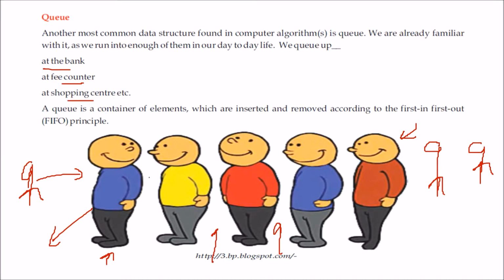Queue is a very common data structure found in your computer algorithms, computer science, various scenarios you'll see queue. And this particular queue is a container of these elements where the insertion and removal are done in FIFO principle. Means first he might have come first, so first he will be out. First he will be out and then he will be out. So first in, first out.